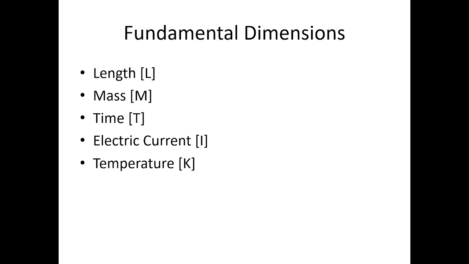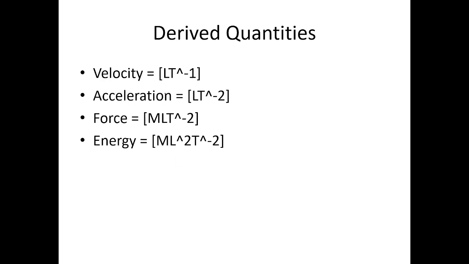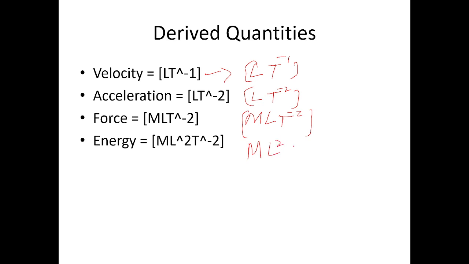Okay, fundamental dimensions. For length we use L. For mass M. For time T. For electric current I. And for temperature K. For derived quantities, velocity is length over time, that is LT minus 1, and for acceleration LT minus 2, and for force this is MLT minus 2 in square brackets. And for energy it is ML2 T minus 2.